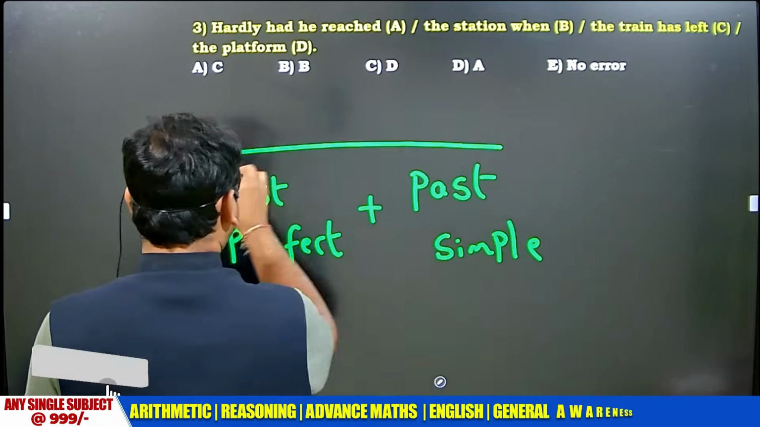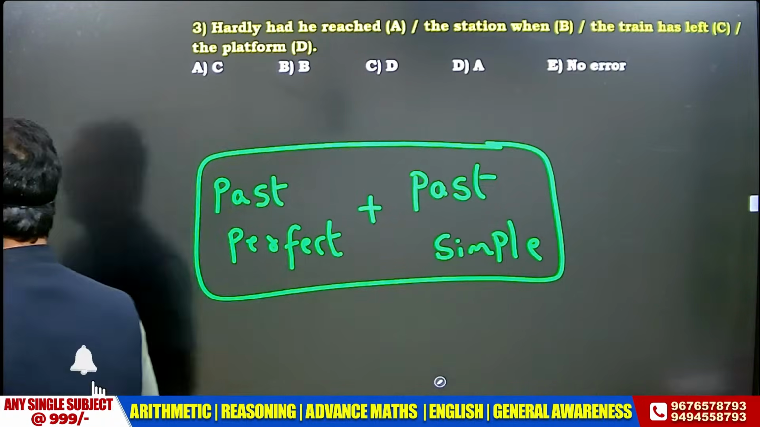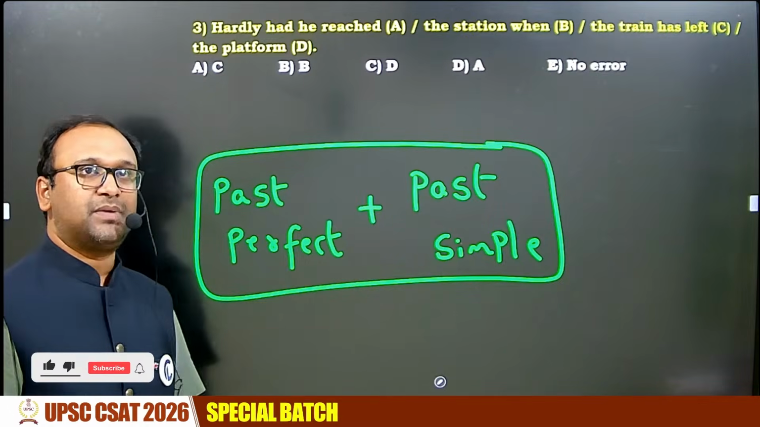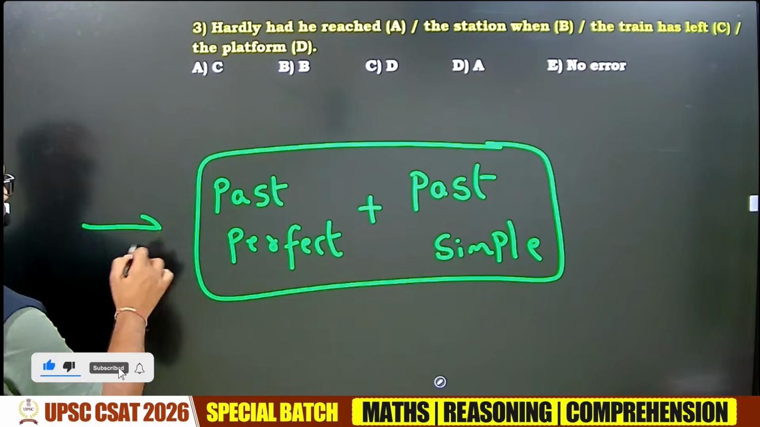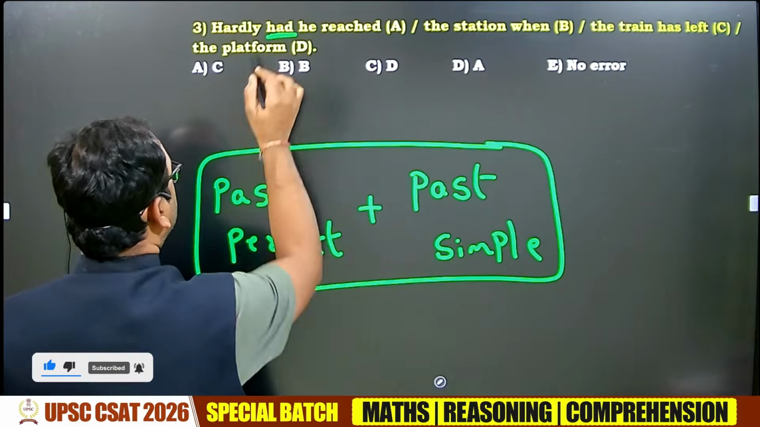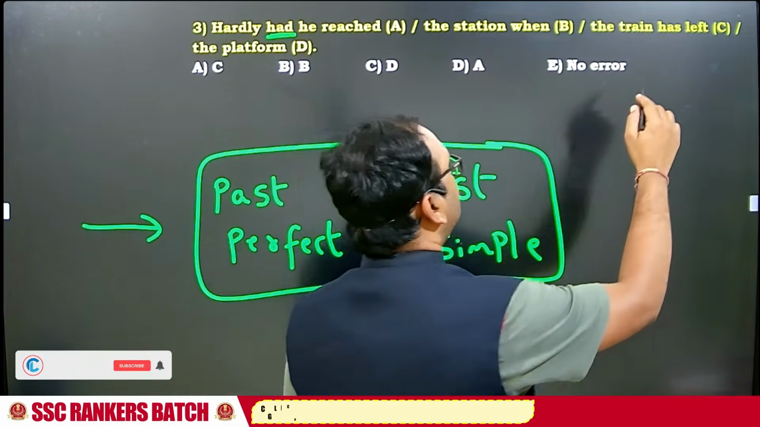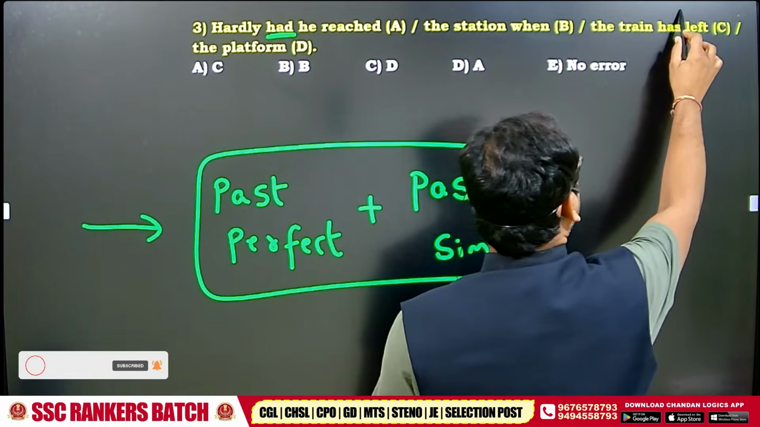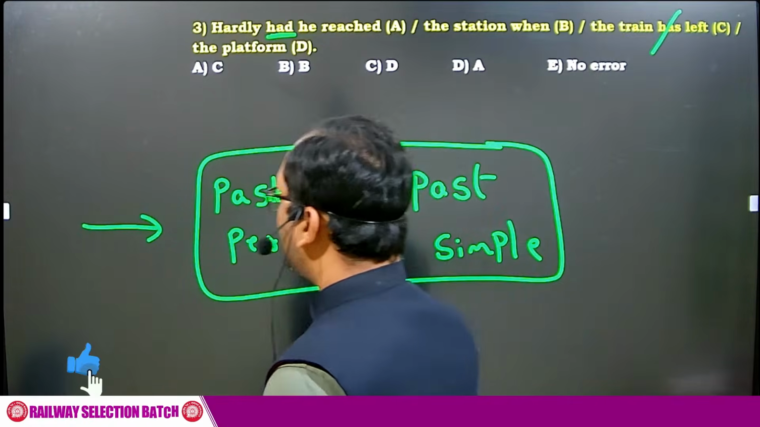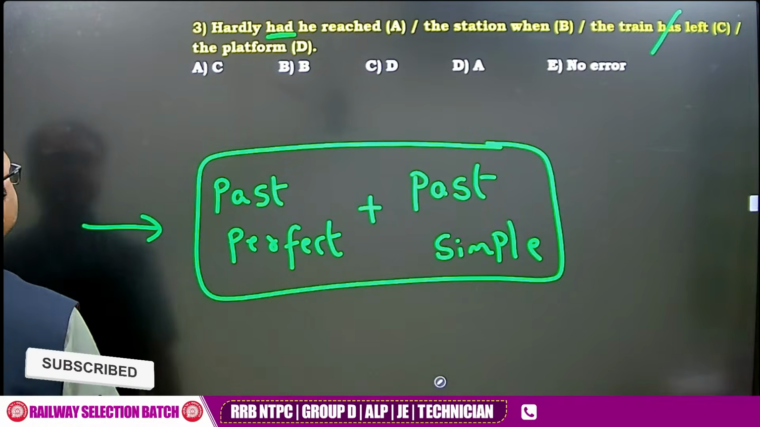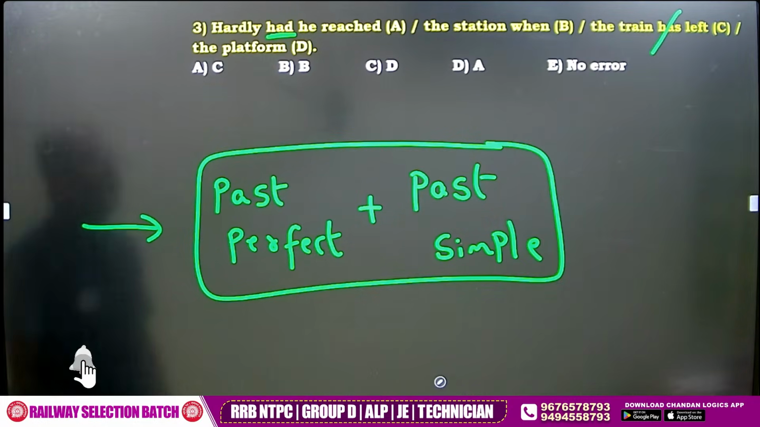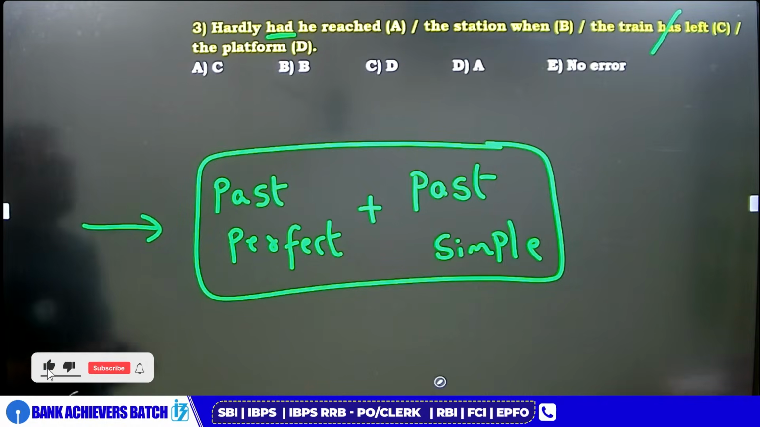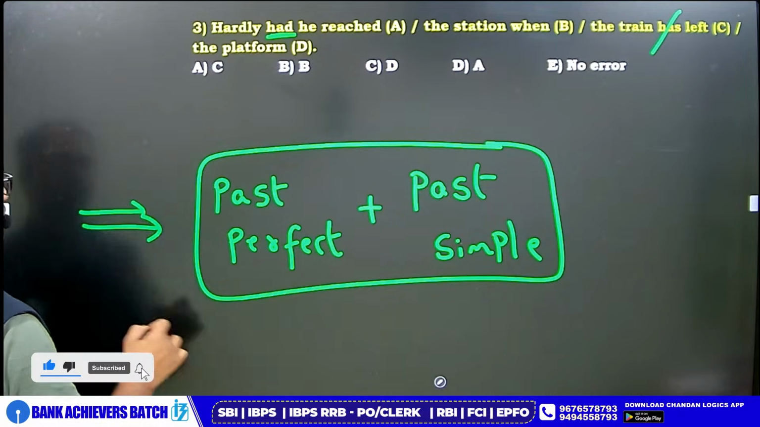If there are two clauses, one clause can be in past perfect and the other clause must be in past simple. Am I clear? So here past perfect is there, but here past simple should be there, but here present perfect is there. So you remove has. It is fine now. Now the right sentence is: hardly had he reached the station when the train left. This is a formula that you have to learn.